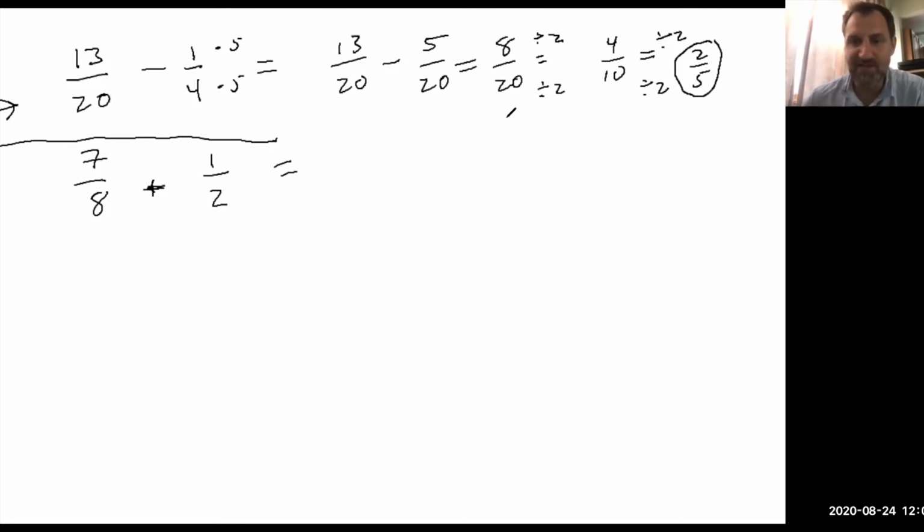This is what I would call the simplest answer, the reduced answer. That's not to say that this is wrong or this is wrong. These are all the same thing. It's the same quantity. But from a mathematical perspective, sometimes we want the simplest version.